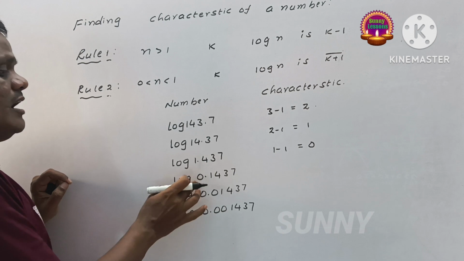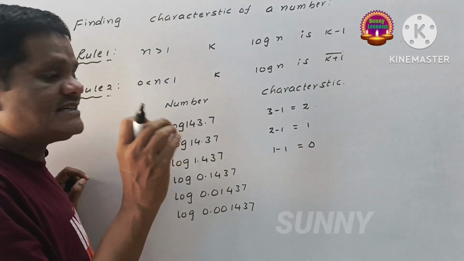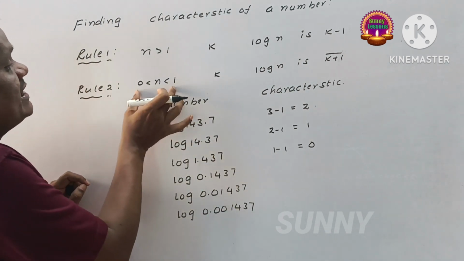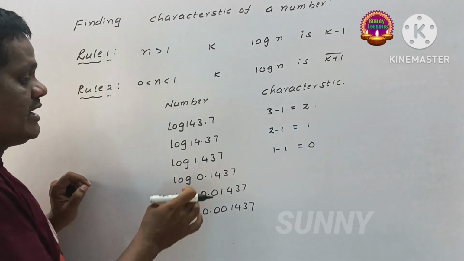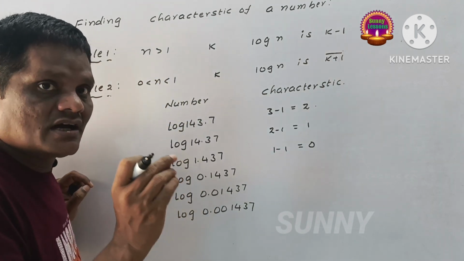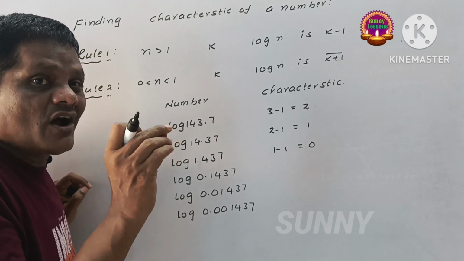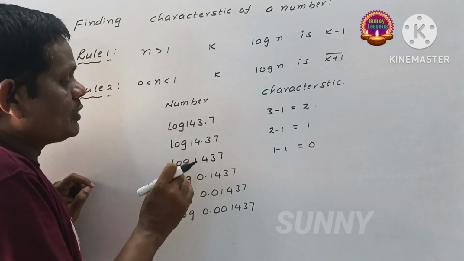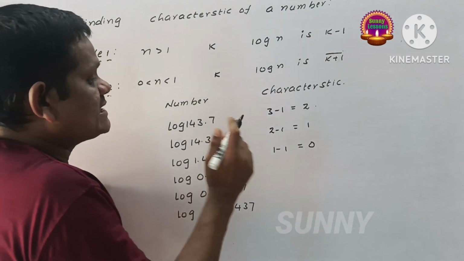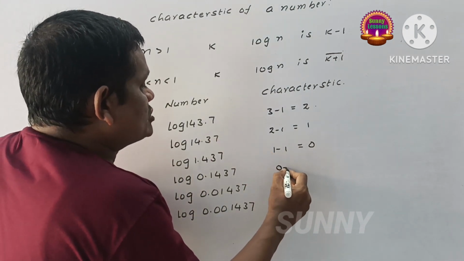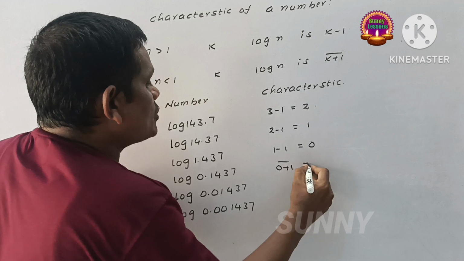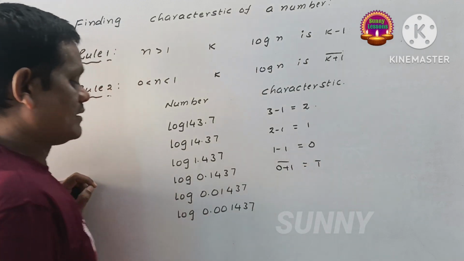Yes. Logarithm of 0.1437. It lies between 0 and 1. So it has no zeros between the decimal point and first non-zero digit. So the characteristic is 0 plus 1 bar. So the characteristic is 1 bar.